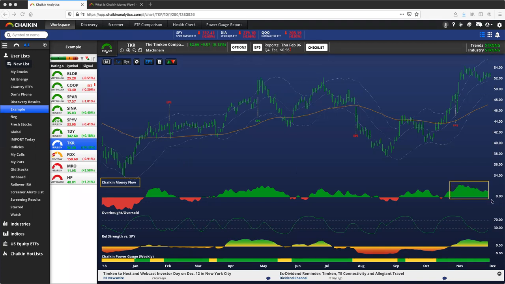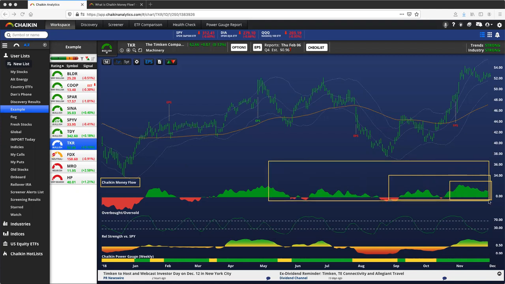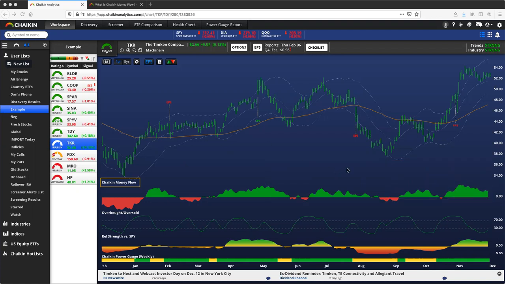Over the past month, money flow has been strong. Over the past 3 months, money flow has by and large been strong. Over the last 6 months, again, money flow persistency is strong. This is the positive persistent money flow that we are looking for.